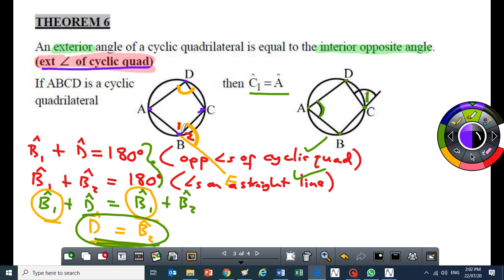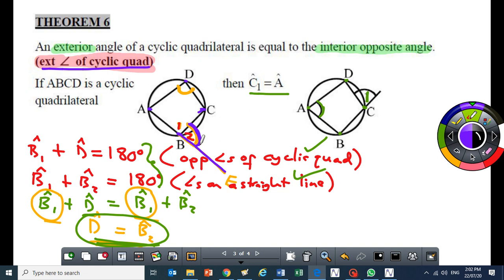If you draw a line from one of the vertices beyond the circumference, you create an exterior angle. Like in this case, the exterior angle is going to be that angle there, which will be CBE, which I can call B2. It's called an exterior angle of a cyclic quadrilateral. So B2 is an exterior angle of the cyclic quad.